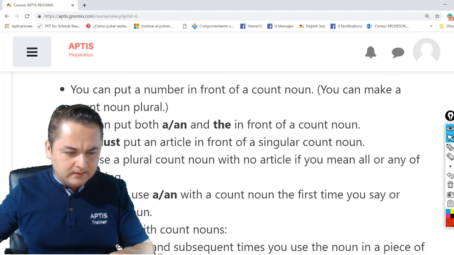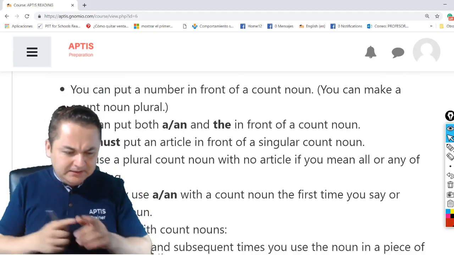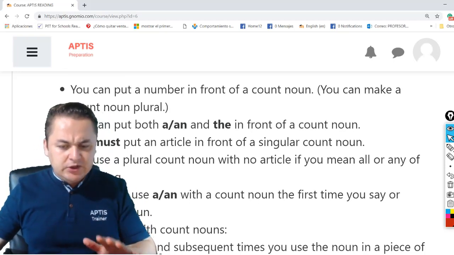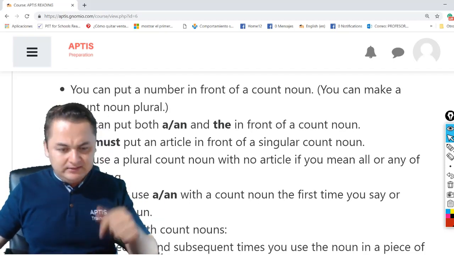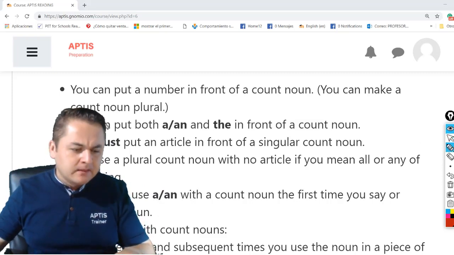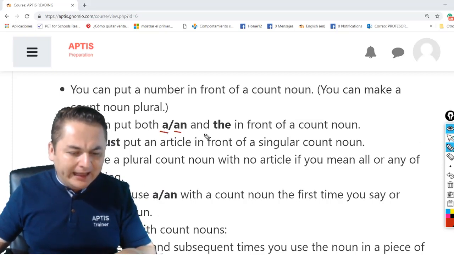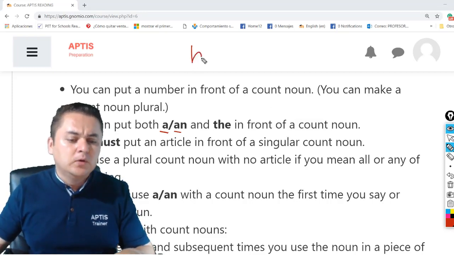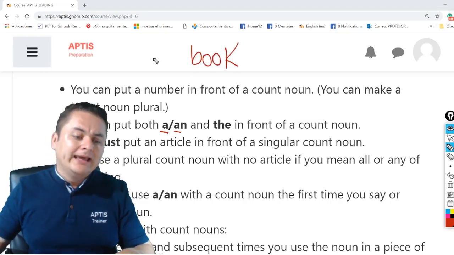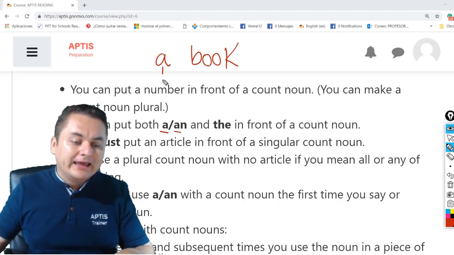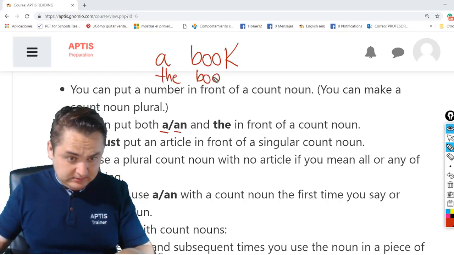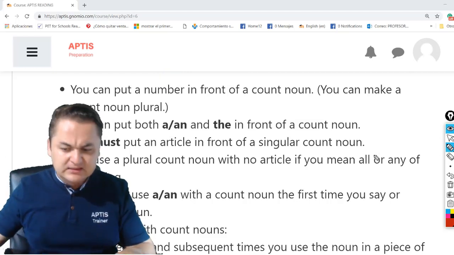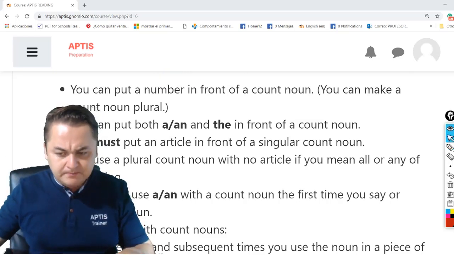You can put a number in front of a count noun. You can make a count noun plural, the one I just explained. You can put both a or an and the in front of a count noun. For example, I'm going to think about the word book. I can say a book. I can say the book. I can also say the books. The books, it also makes sense. So I can do that too.